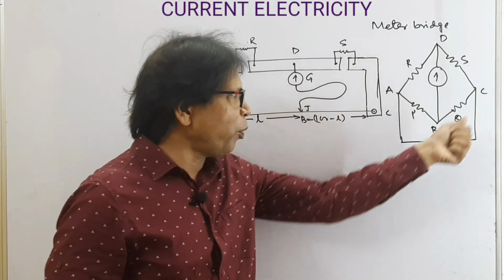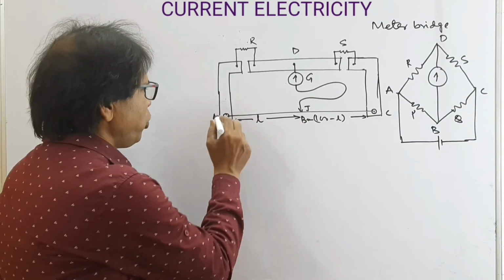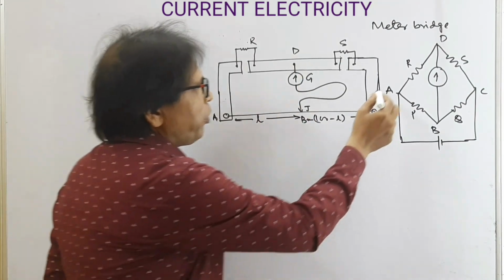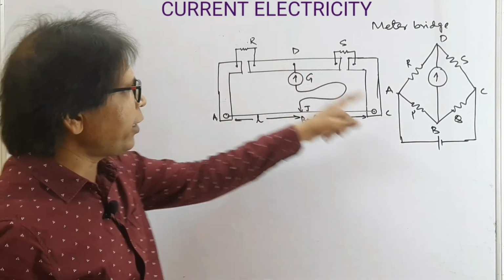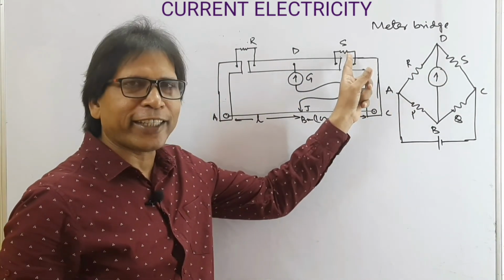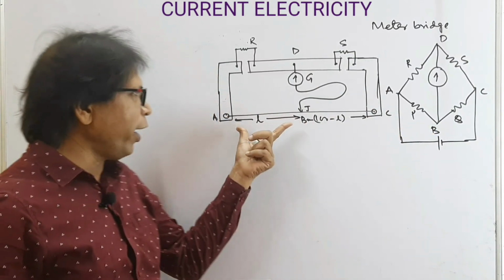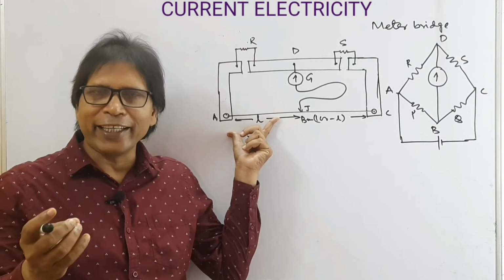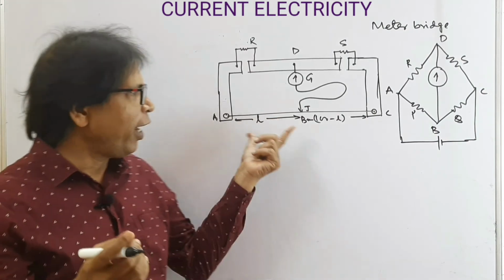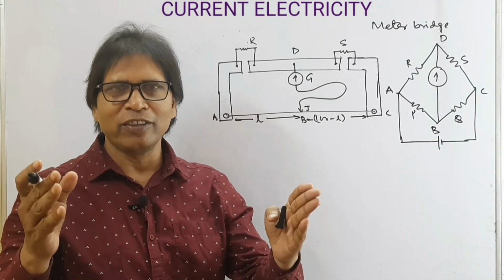Now this is a meter bridge. Here the principle of Wheatstone bridge is used. Now between A and D, resistance R is connected. Between D and C, resistance S is connected. And between A and B, one portion of the meter bridge wire acts as a resistance P and the other portion acts as a resistance Q.